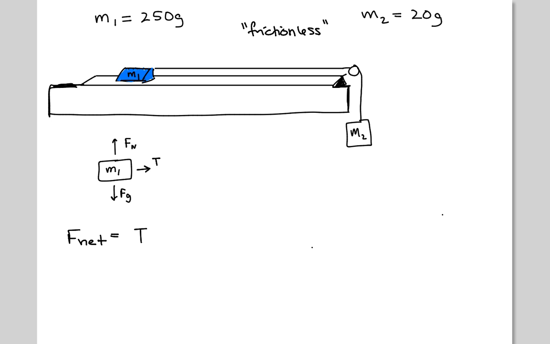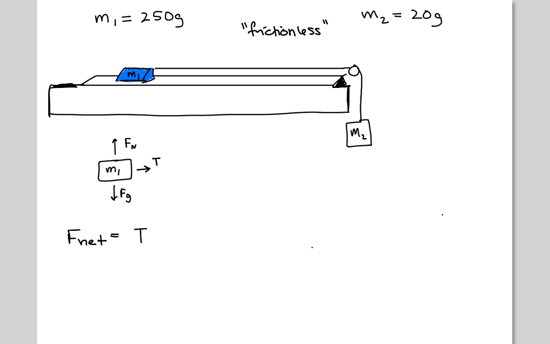Typical of these problems is you only have to really worry about one dimension at a time. You don't have to worry about the vertical dimension because they're balancing out. So this F-net is in the x direction, but I don't have it labeled there, but you could say F-net x. This is the net forces in the x direction.